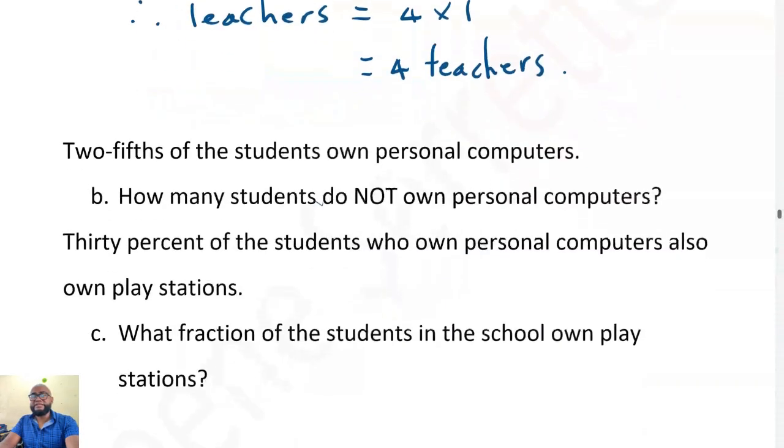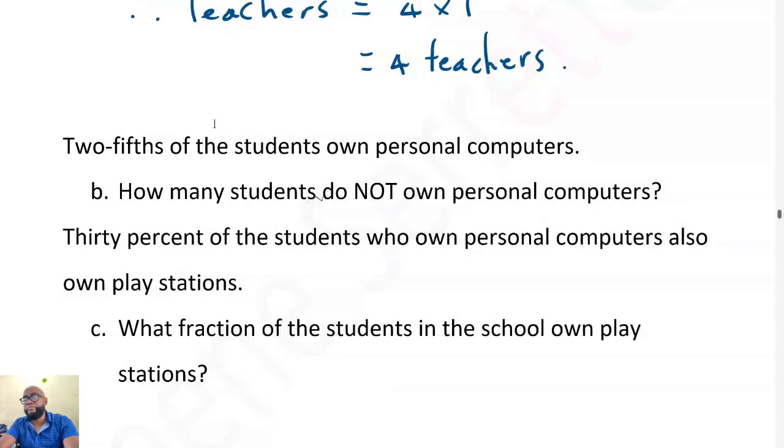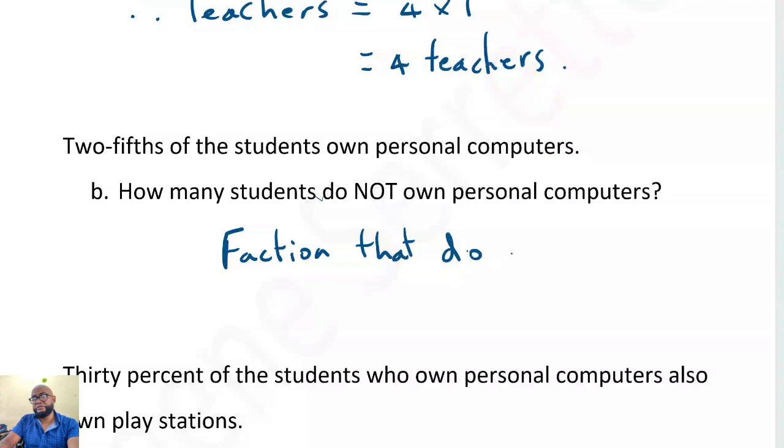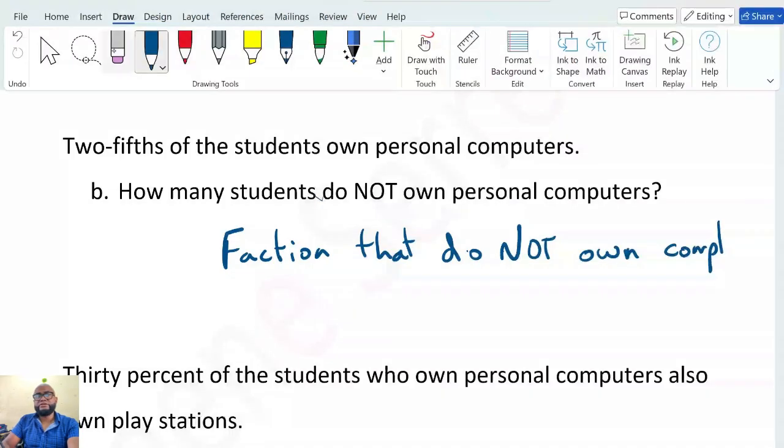Next part of the question, it said 2/5 of the students own personal computers. How many students do not own personal computers? So I'm going to put fraction that do not own computers.